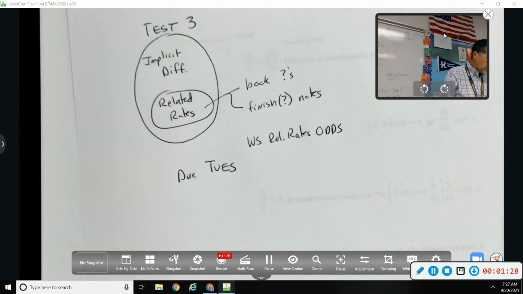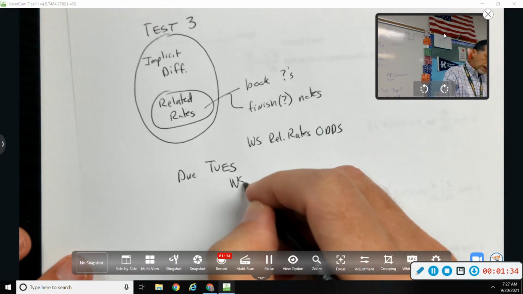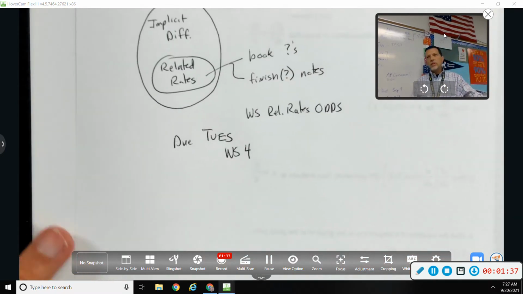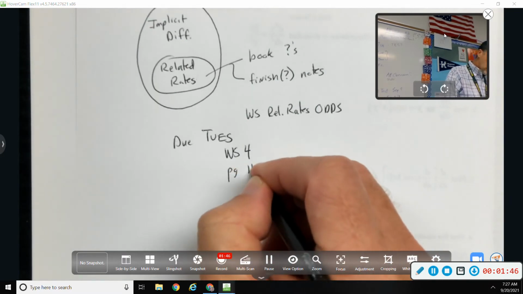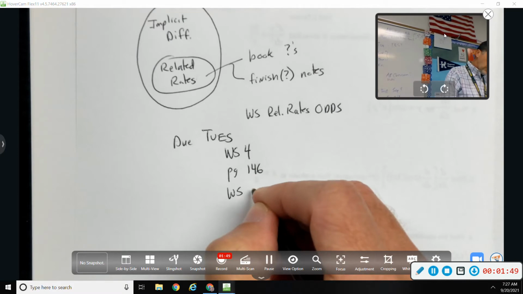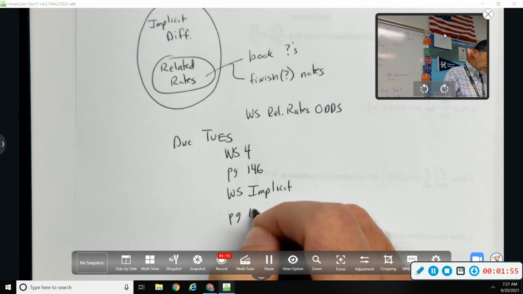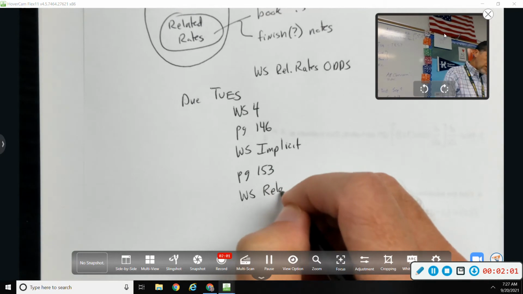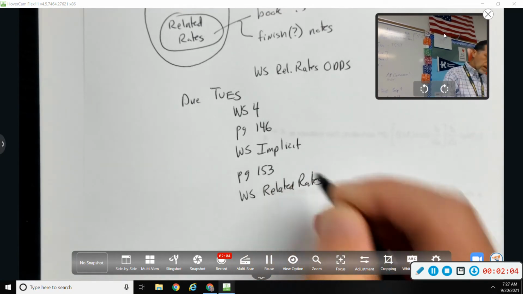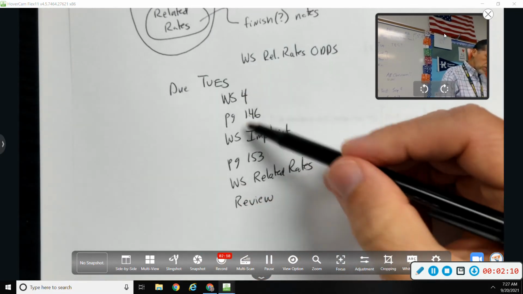Let's see, what have we done since the last test? I guess we could count worksheet 4. That was the one that was from pictures or from graphs and tables. It's not really on this, but it was done after the last test, so we'll count it as one. Then we did page 146. We had a worksheet on implicit. Then we did page 153. Today we'll have a worksheet on related rates. And you also have a review. 3, 4, 5, 6.